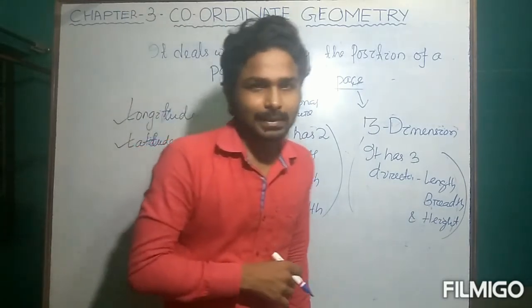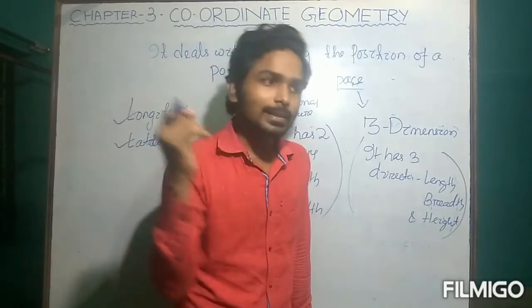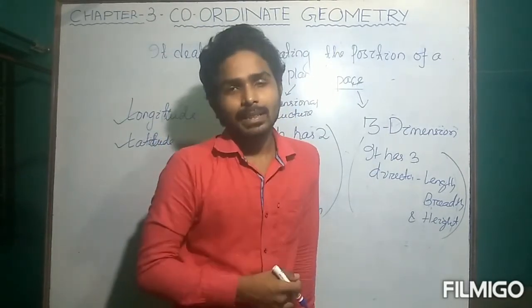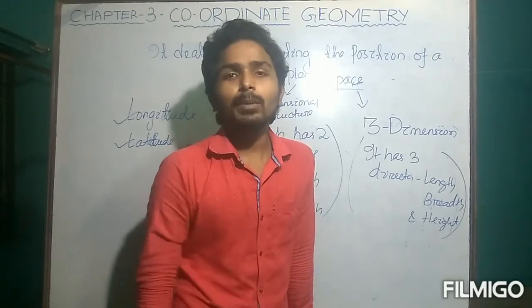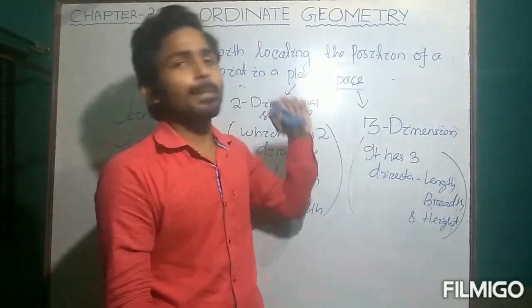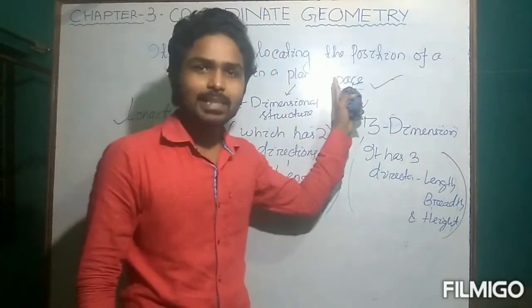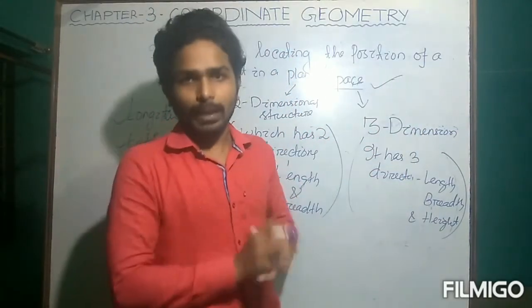For example, space. In space you can move towards length, towards breadth and towards height. That is why the ultimate name of three-dimensional structure is space. This is the ultimate name. Why? Because in space you can move everywhere.